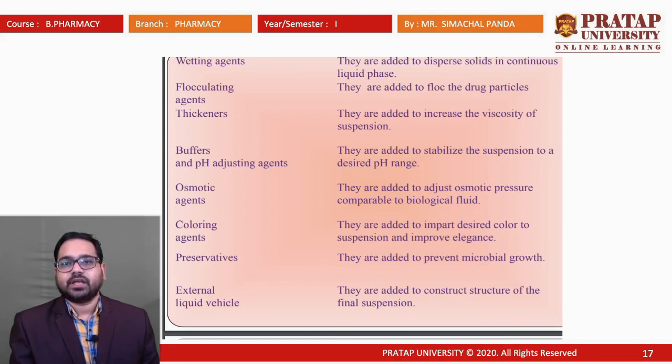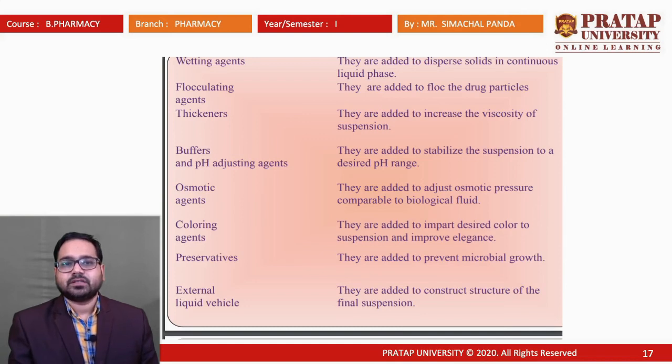Flocculating agents are added to flocculate the dispersed particles. As I told earlier, for the particles which have to remain suspended for a long time, we add a certain type of suspending agent that is known as the flocculating agent. They are added to form flocs so that the particles cannot settle down easily, or else if they settle down, we can redisperse them easily by applying some force.